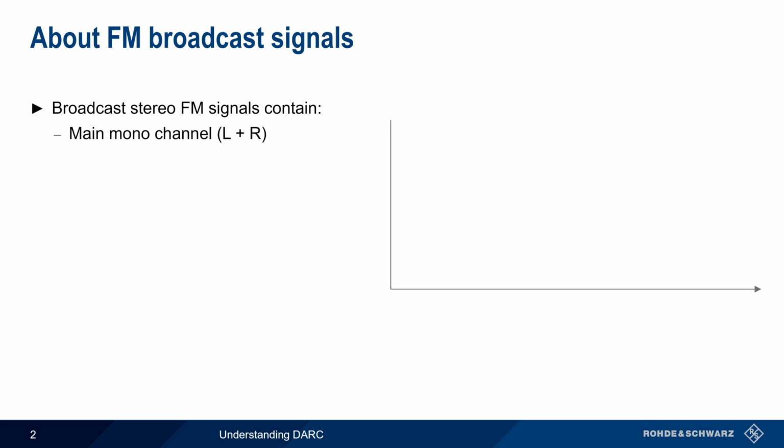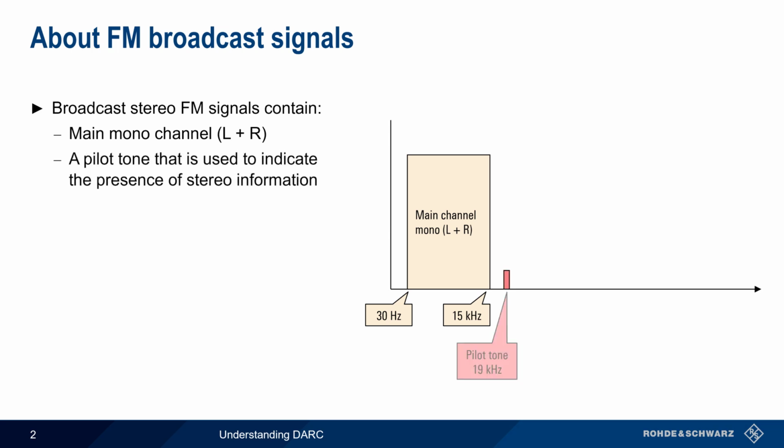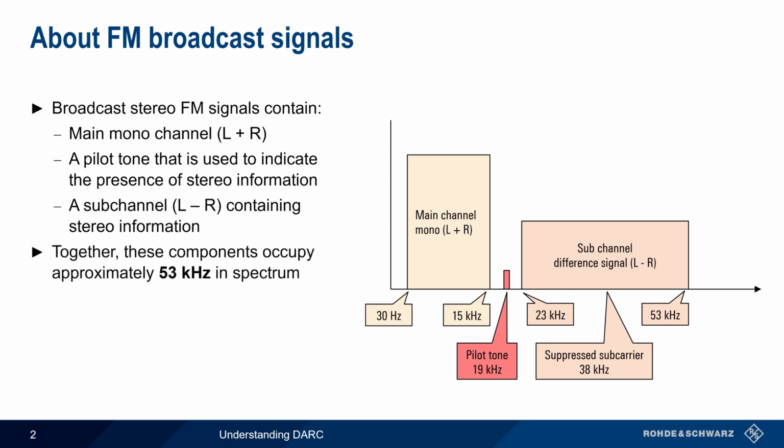These consist of a main mono channel occupying the frequency range of 30 Hz to 15 kHz. A pilot tone at 19 kHz is used to indicate that stereo information is present, and this stereo information is encoded into a 30 kHz wide subchannel centered around a suppressed subcarrier at 38 kHz. Note that the subcarrier has a frequency that's twice the frequency of the 19 kHz pilot tone. Together, these components occupy approximately 53 kHz of spectrum.